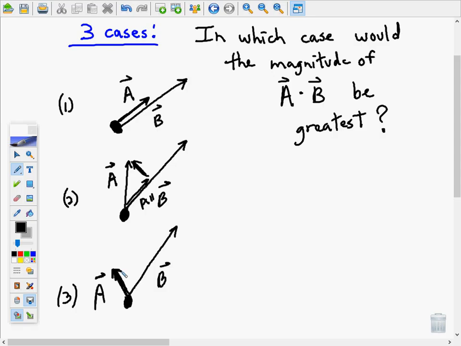So in case 1, the whole shebang vector A would be multiplied by vector B, and that would give you the greatest magnitude for the dot product. Only a component of A would be used in number 2, and in choice 3, there's no part of A that's parallel to B, so the dot product would be equal to 0.